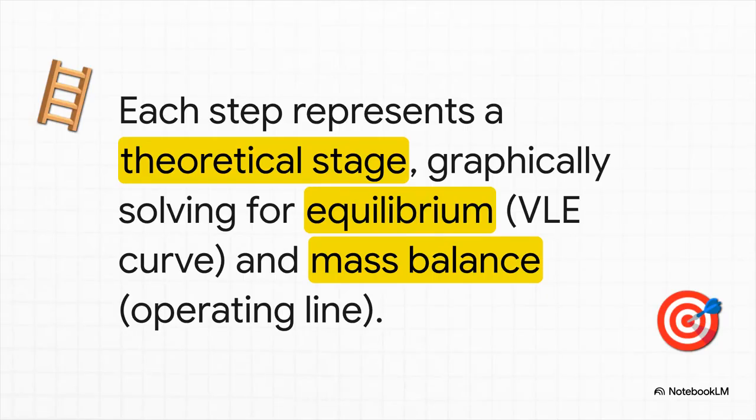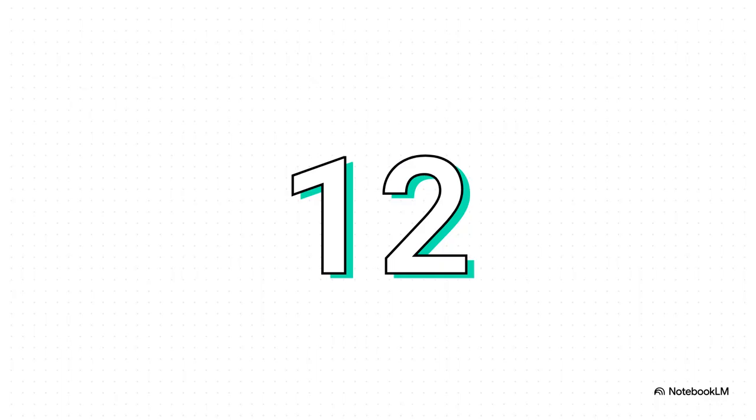And now for the coolest part of the whole method, stepping off the stages. We're literally going to draw a staircase down the diagram, and each complete step represents one theoretical stage. The horizontal line over to the VLE curve, that's the equilibrium flash on the tray. The vertical line down to the operating line, that's the mass balance. It's the vapor from that tray mixing with the liquid coming down from the tray above. It's amazing, really. We're graphically solving the mass and energy balances one stage at a time just by drawing a staircase. So we just keep drawing these steps all the way down.